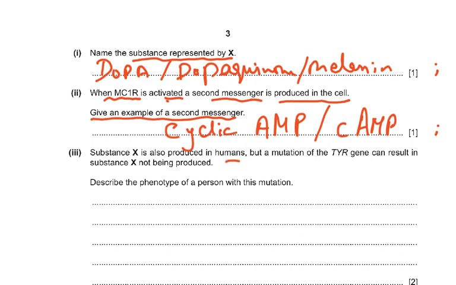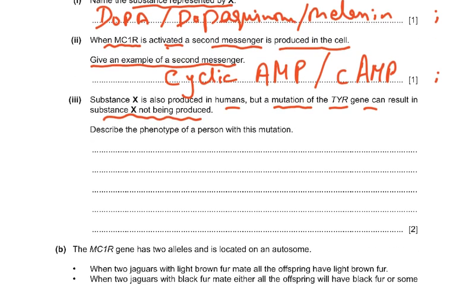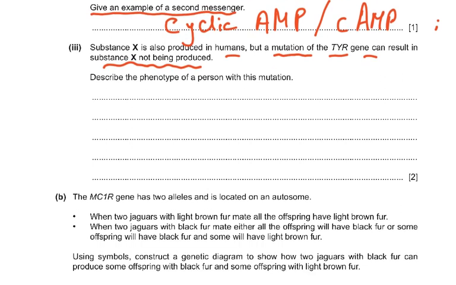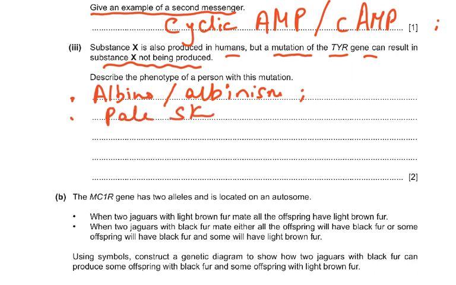Substance X is also produced in humans, but a mutation of the TYR gene can result in substance X not being produced. So no dopa being produced, so no melanin. Now describe the phenotype of a person with this mutation. The person who doesn't have melanin looks very pale, and that condition is called albino or albinism. If you said albino or albinism, you got a mark, but that's a very typical biological word. If you didn't know it and you said they have pale skin, fine, you would also get a mark for that. Or if you said no pigment or no melanin in the skin, that would get you a mark as well.